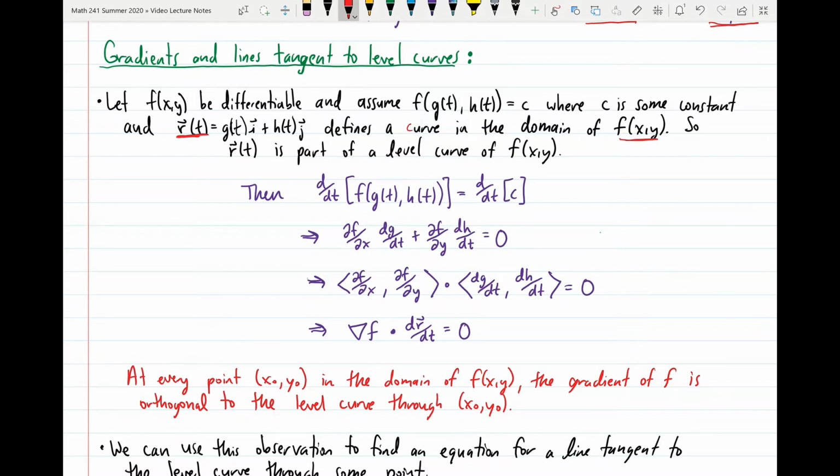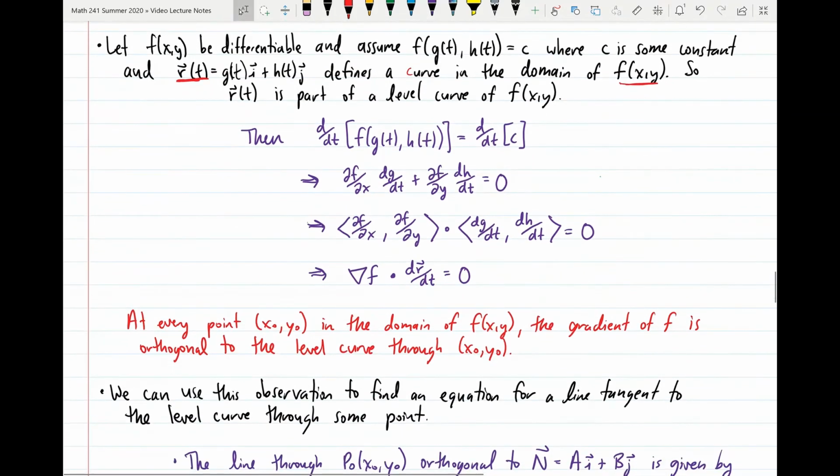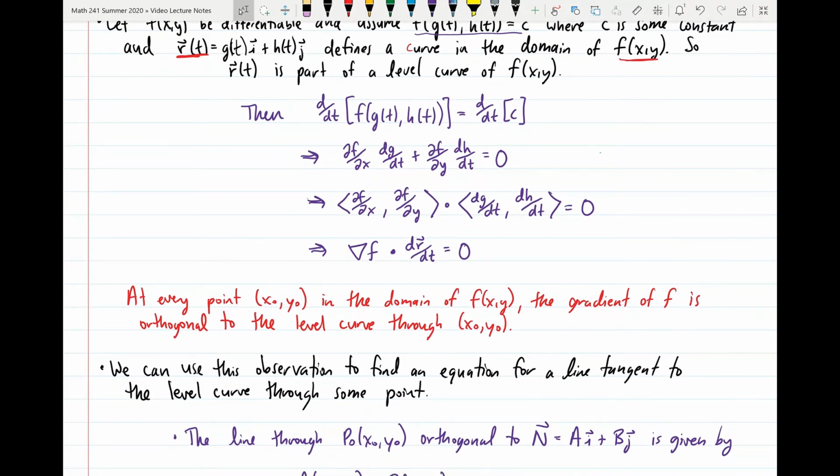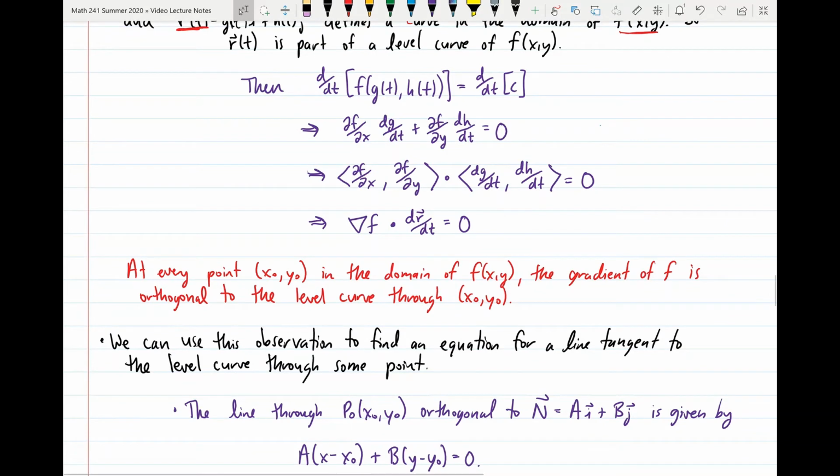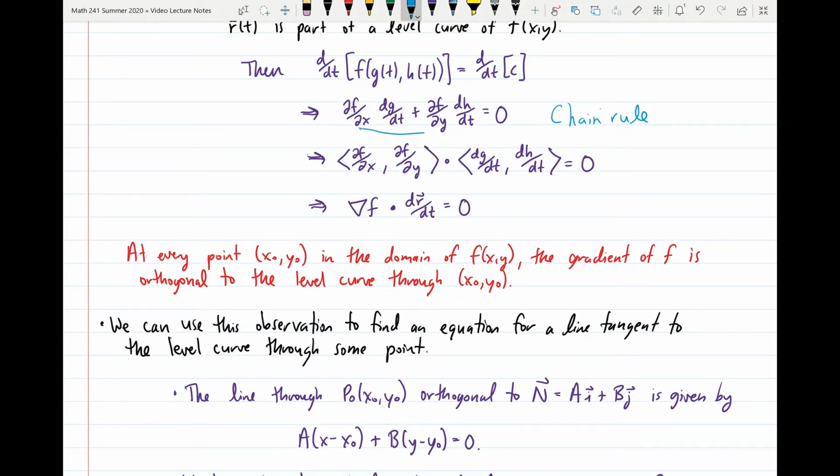So if this is the case, then I know that the derivative of f of g of t, h of t with respect to t will equal the derivative of c with respect to t. We're just taking the derivative of both sides of this equation up here. Well, the derivative of c is going to be 0, it's just a constant. And we have an expression for the derivative of f of g of t, h of t, which is given by the chain rule from section 14.4. So that's what's happening on the left-hand side of the equation here.